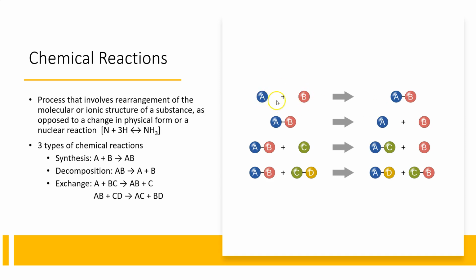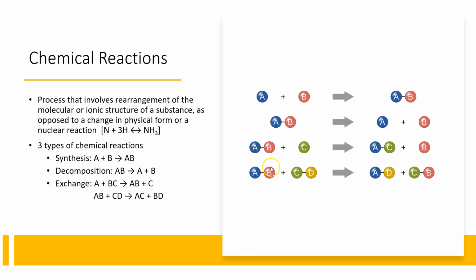At the top here, you can see a synthesis reaction where you have substance A and substance B, and then they form the substance AB. You can also have a decomposition reaction, which is the opposite, where you have substance AB is then broken down into substance A and then substance B. And then you can have exchange reactions.